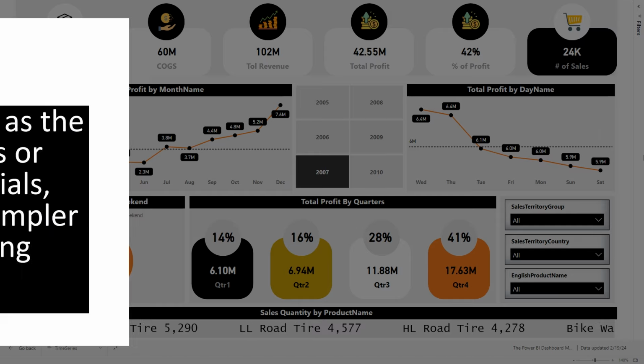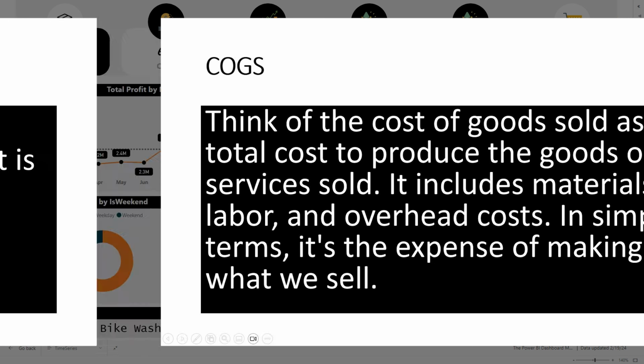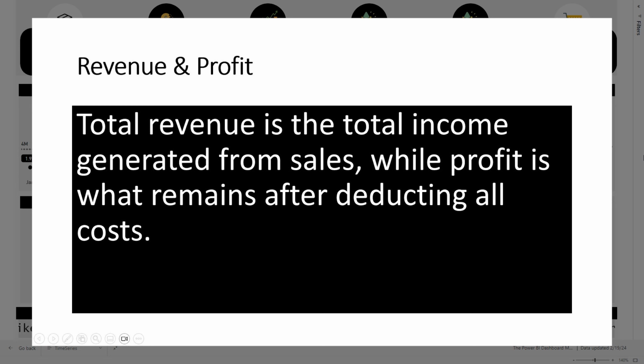Think of the cost of goods sold as the total cost to produce the goods or the services. It includes material, labor, and overhead cost. In simpler terms, it is the expense of making the product. Total revenue is the total income generated from sales, while profit is what remains after deducting the cost.